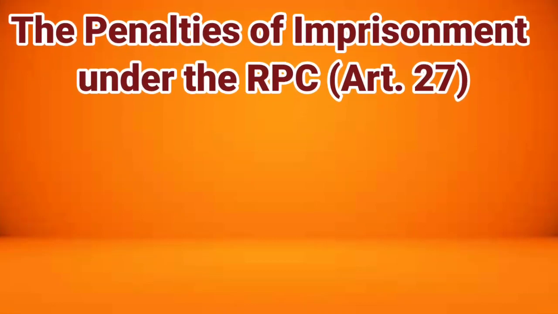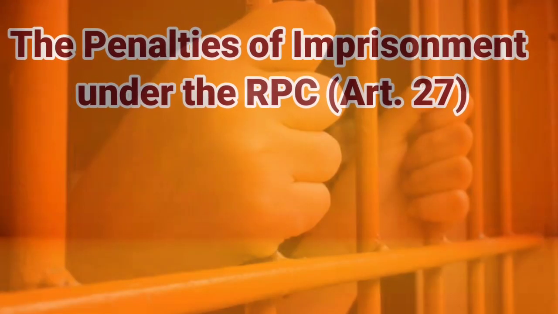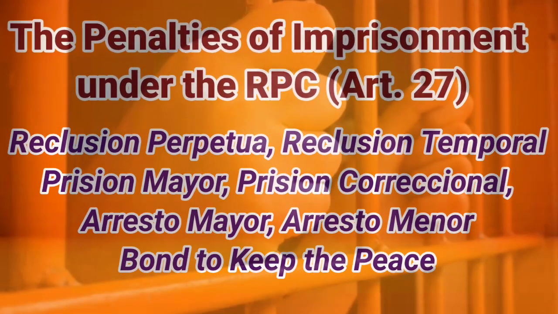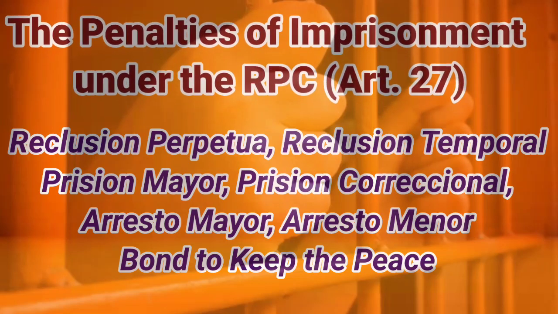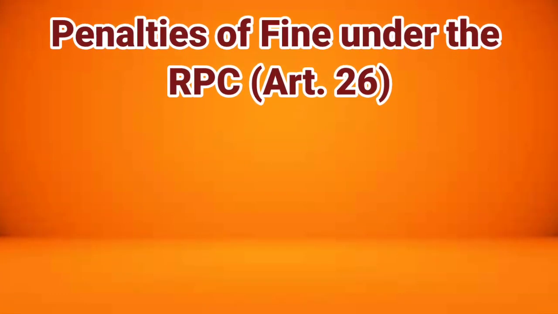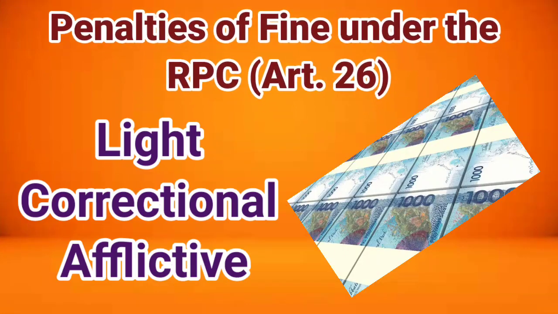Penalties of imprisonment that may be imposed for violation of the Revised Penal Code are enumerated in Article 27. These are reclusion perpetua, reclusion temporal, prision mayor, prision correccional, arresto mayor, arresto menor, and bond to keep the peace. Fines are those enumerated under Article 26 of the Revised Penal Code, which are classified as light, correctional, or afflictive depending on the amount of fine.